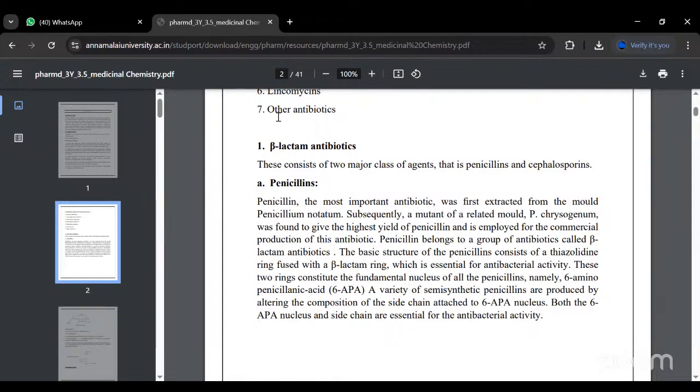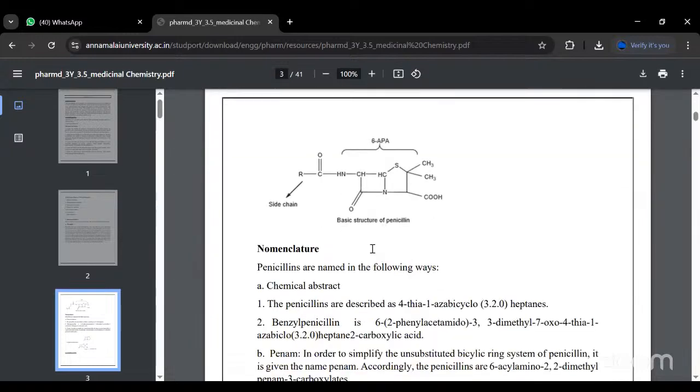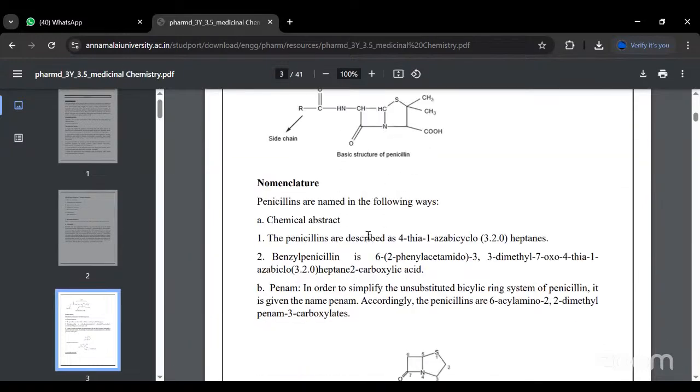That is 6-APA. A variety of semi-synthetic penicillins are produced by altering the composition of the side chain attached to the 6-APA nucleus. Both the 6-APA nucleus and side chains are essential for the antibacterial activity. See, this one is the side chain and basic structure of the penicillin.